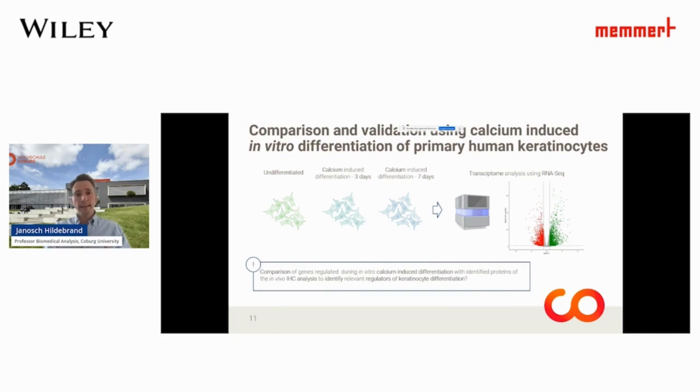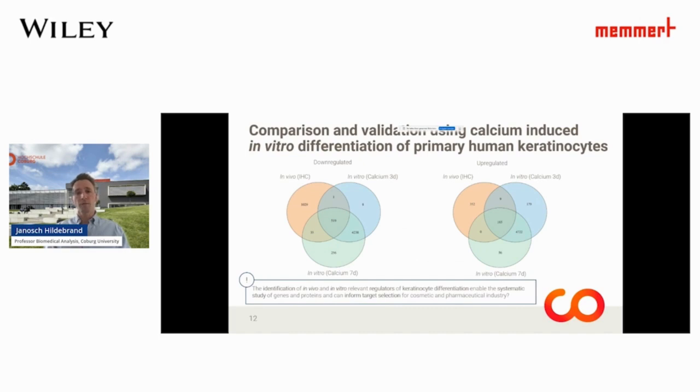This shows that the entire approach provides a novel resource for the systematic study of new proteins involved in keratinocyte differentiation. To now identify proteins which were regulated in vivo and were also accessible for in vitro validation and manipulation, we performed calcium-induced differentiation of primary human keratinocytes and analyzed the transcriptome using our NGS pipeline.